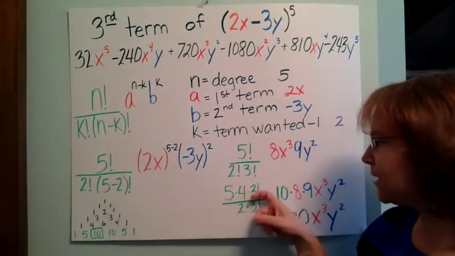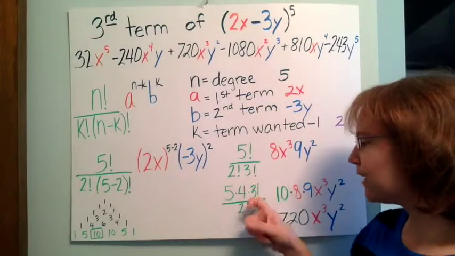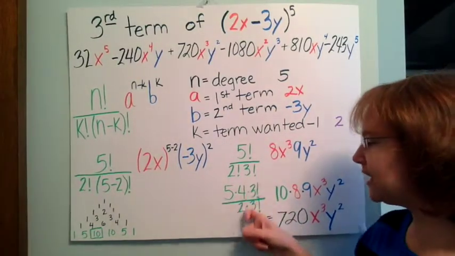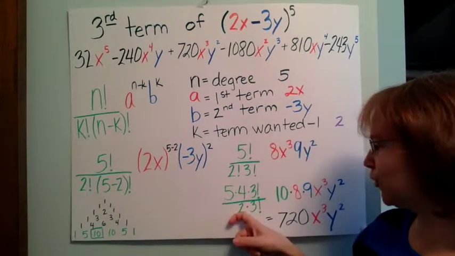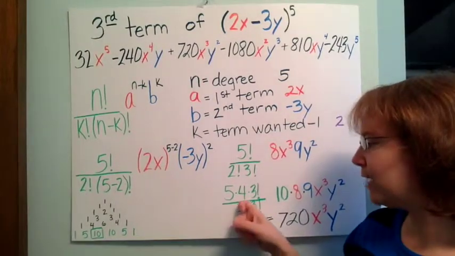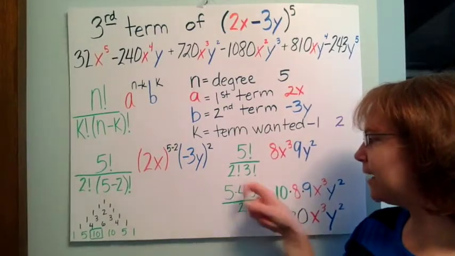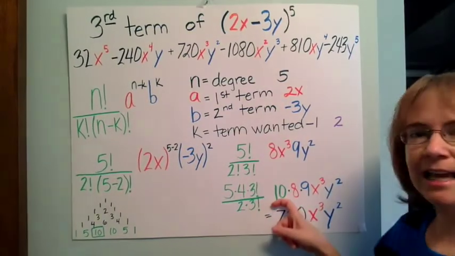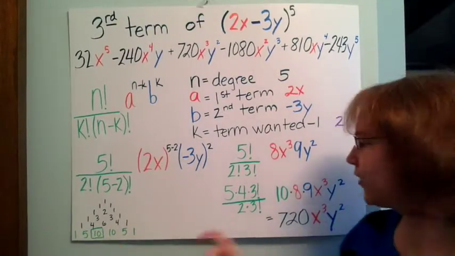So 5 times 4 times 3 factorial over 2 times 3 factorial. Well, I know 3 factorial over 3 factorial is just going to give me a 1. And then I have 5 times 4 over 2. Now if I take that 2, I can go ahead and take a 1 out. I can divide this by 2 and divide this by 2. So then I just have a 5 times 2, which is 10. And that's exactly what I expected over here from my Pascal's triangle.